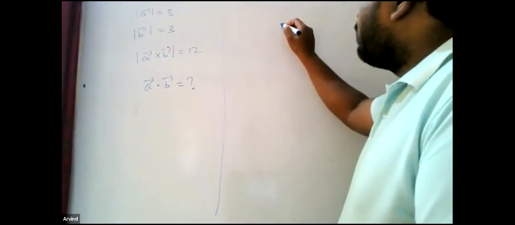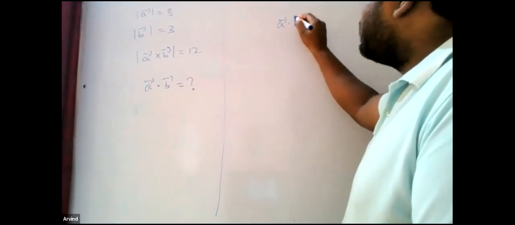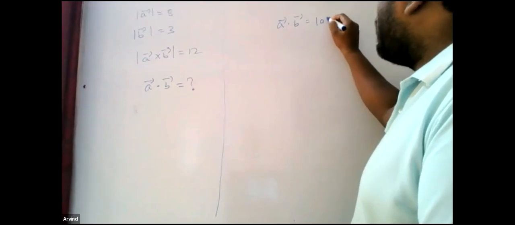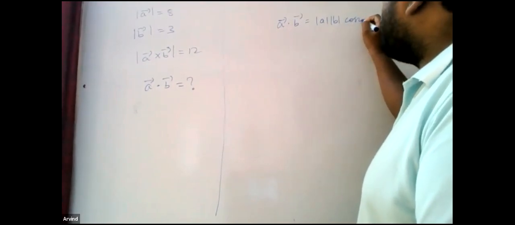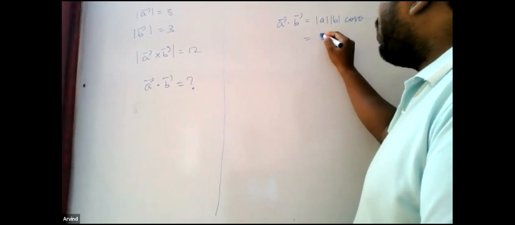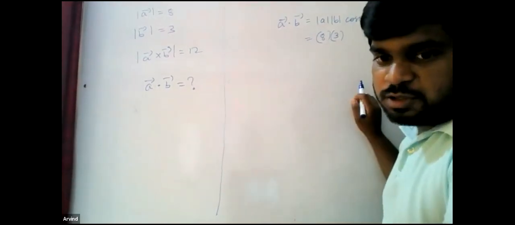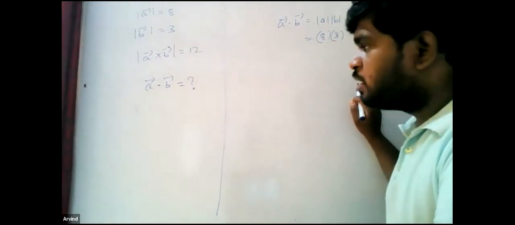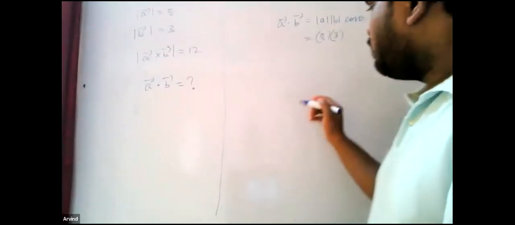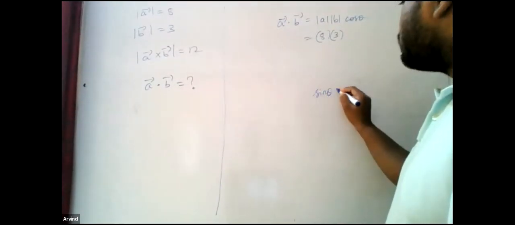So you want A dot B. What is A dot B defined as? Mod A mod B into cos theta. You know the value of mod A and mod B, but you don't know the value of cos theta. So you have to find theta. For that, they have given A cross B, so using that you have to find sin theta.